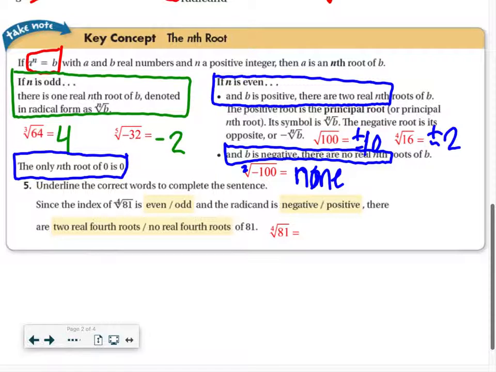For now, we're writing none, no solution.